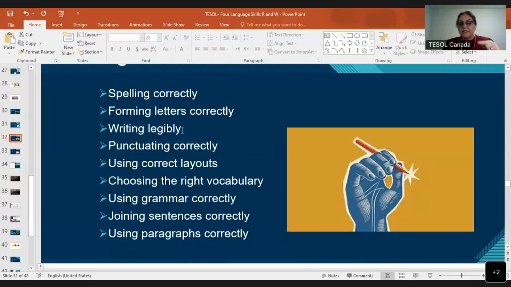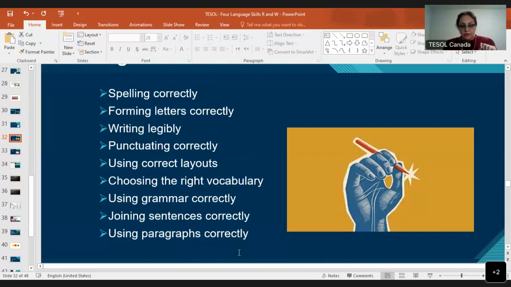Good. But in writing, there are some sub-skills which are very important. Spelling, format, punctuation, correct layout, proper vocabulary. So as we said, register. If it is formal, then formal vocabulary. If it is friendly, informal, they can use phrasal verbs and idioms, different chunks.